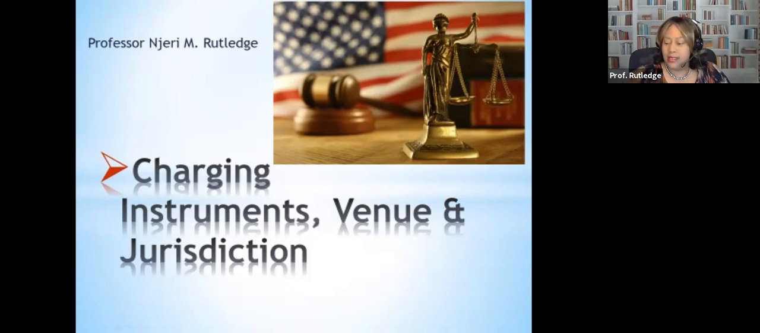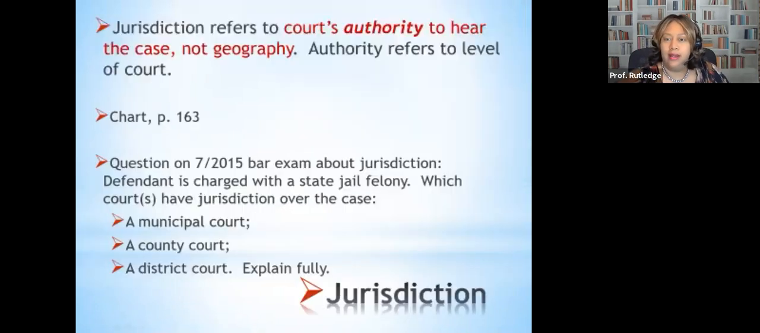So let's get started. Okay, so let's first start talking about jurisdiction. I know there are lots of definitions of jurisdiction that you learn from civil procedure. For our purposes, it just refers to the court's authority to hear a case, not geography. And that refers to the different levels of court. Now, you already have a chart in your book, but let me just go over it very quickly.